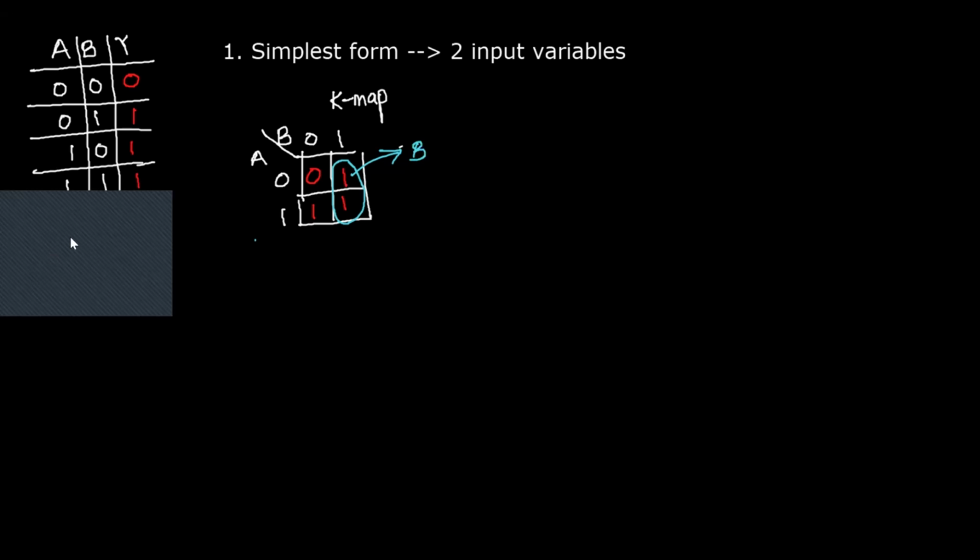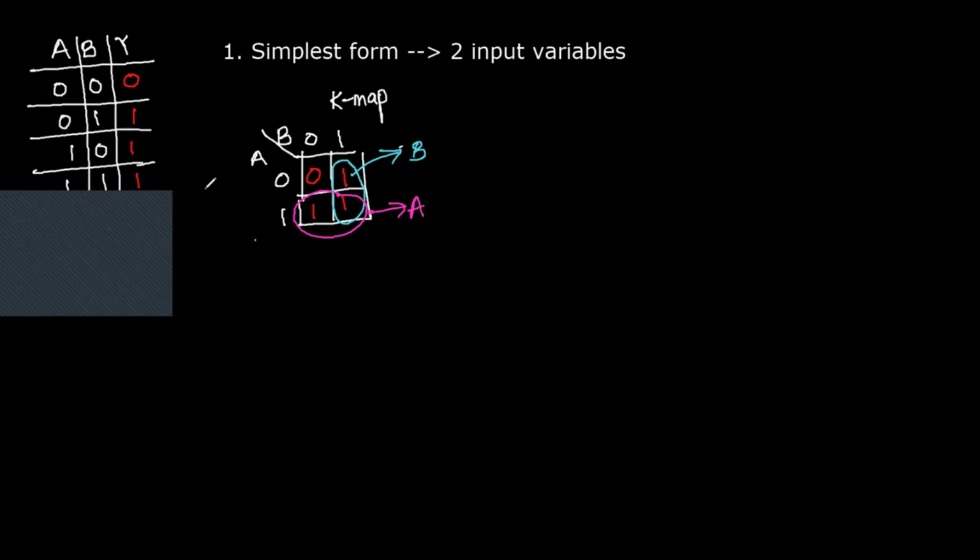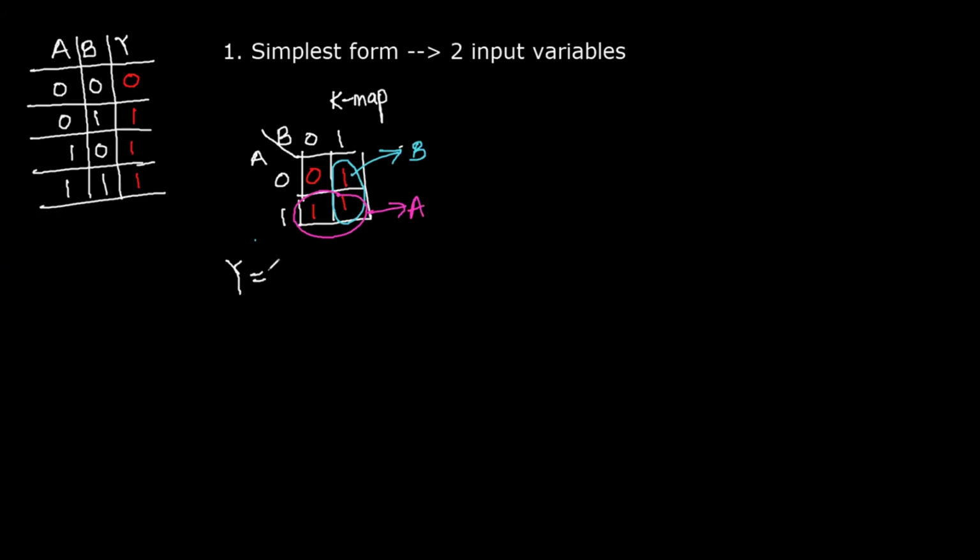And we have another group, which is this particular group, and this gives us A, which is a constant value, but B keeps changing. B is not a constant. So that is how you come up with the Boolean expression for Y, which is going to give you A or B. That is exactly the expression of an OR gate.